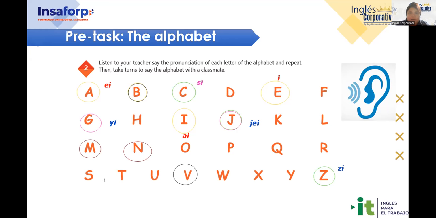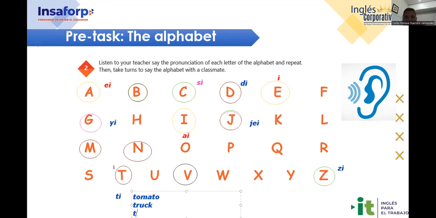Okay. D. ¿Con cuál? D. Ah, D. Con T. Con la T. Sí. Una de las T. T. Okay. T, like in tomato. Let's see. Tomato.